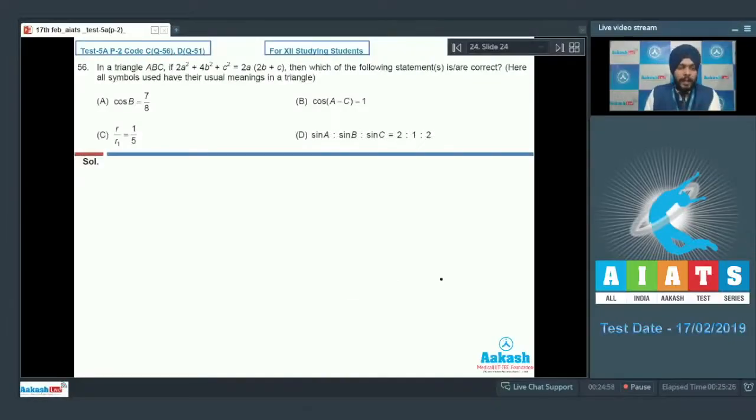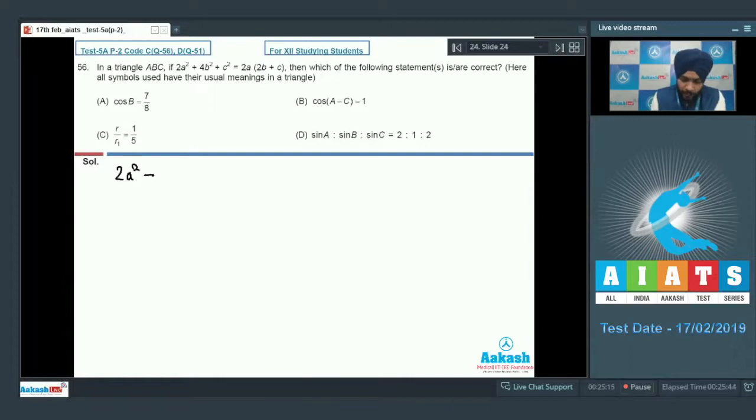Question 56 says that if in a triangle ABC, 2a square plus 4b square plus c square equals 2a times 2b plus c, then which of the following statements is correct? Here all the symbols used have their usual meaning in a triangle. Students, we have to simplify this equation.